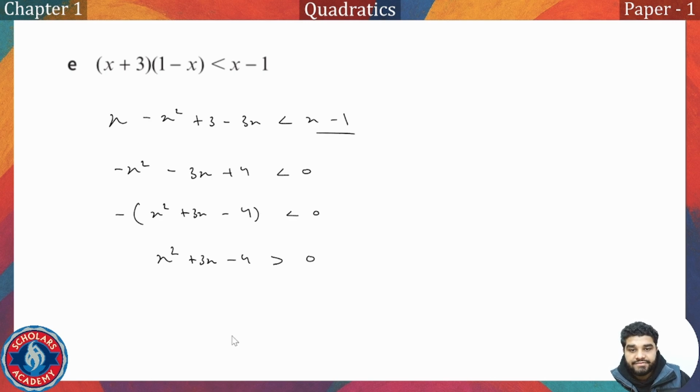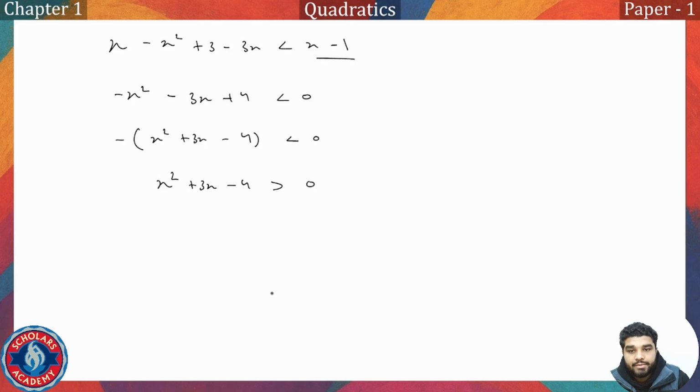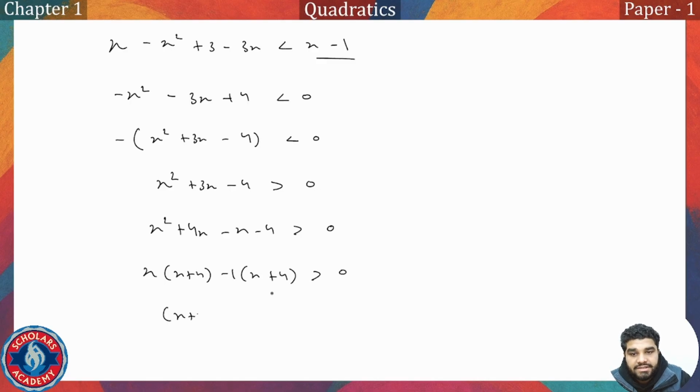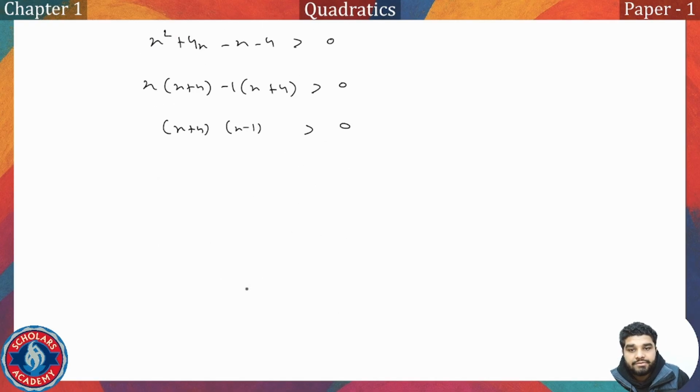Now let's form factors of this quadratic. So product is negative 4, sum is 3. So x square plus 4x minus x minus 4 is greater than 0. (x plus 4)(x minus 1) is greater than 0. So x plus 4 and x minus 1 are the two factors of this quadratic, and the zeros over here are when x is equal to negative 4 and x is equal to 1.